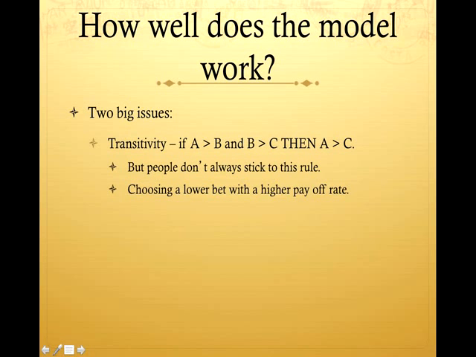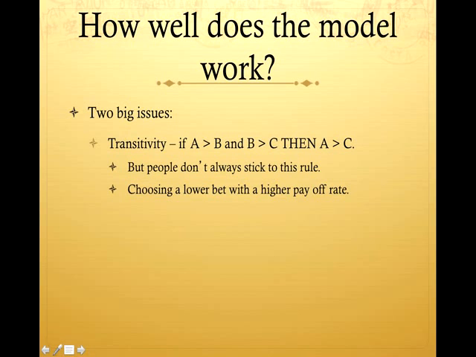The first one is transitivity. Logically, if A is greater than B and B is greater than C, then A is greater than C. Oh no, it's the reasoning section again. It makes sense. If I am taller than my friend Carly and Carly is taller than Tracy, then I'm taller than Tracy. End of story. But people don't stick to that rule.